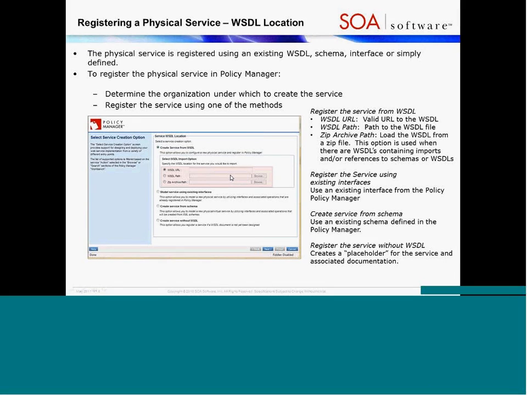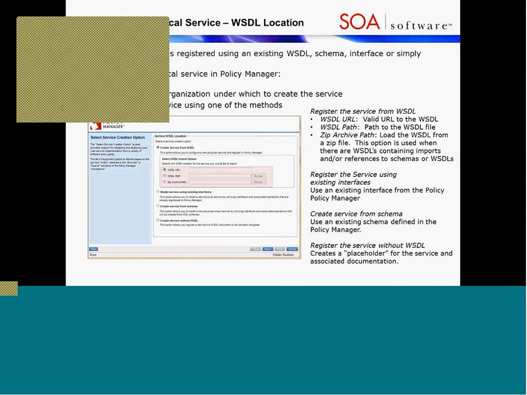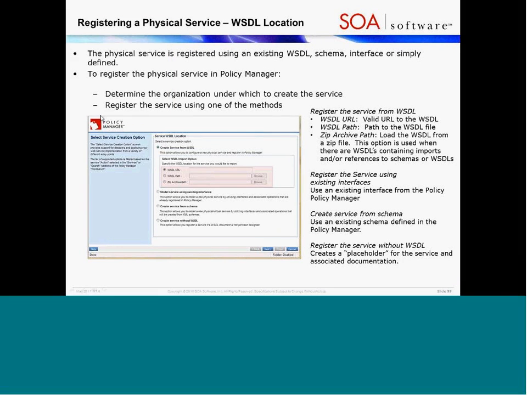When you create the service from a WSDL, if you use the URL, you have to have access to the WSDL URL. You use the WSDL path, where you have the file for the WSDL. Or you use a zip archive.